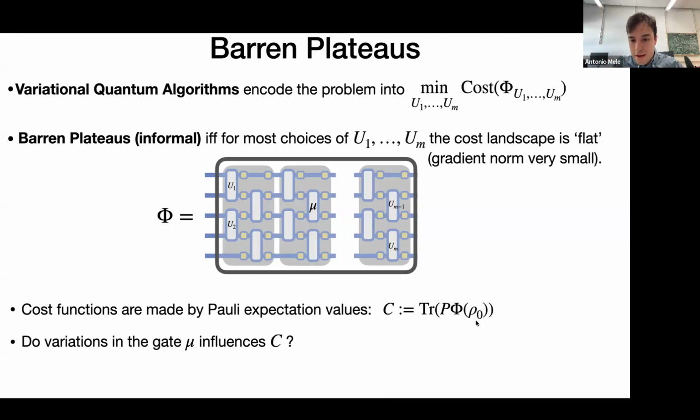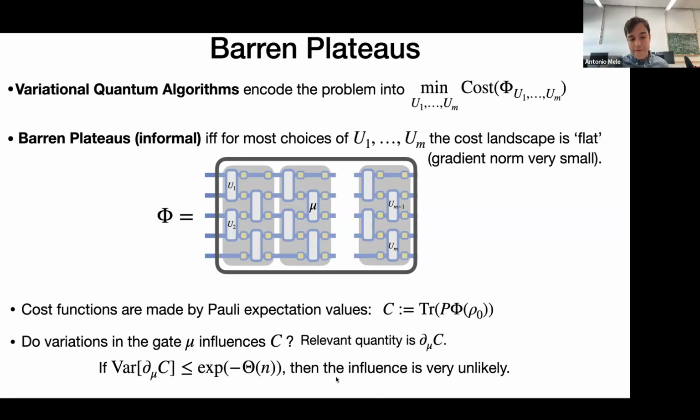And the relevant quantity here is the partial derivative of the cost function with respect to the parameter of the gate mu. And if the variance over the probability distribution of the parameters of the random circuit of this partial derivative is exponentially small, then this influence is very unlikely. And this in the literature is also said that the gate is not trainable.